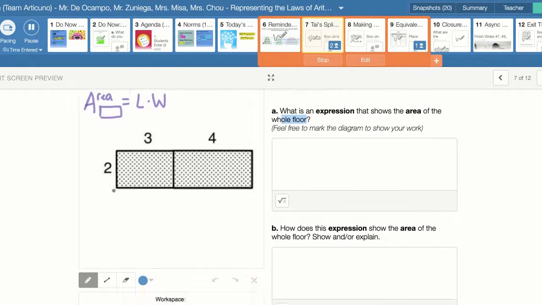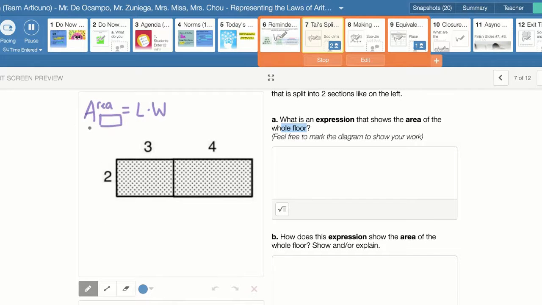So one way to write an expression is to say, hey, I'm gonna do 2 times 3 because here's my length and here's my width. Again, I'm using W for width and I'm using L for length. So let me take care of this rectangle first, this part right here. And now let me go ahead and use length times width. So the area of this part right here is 3 times 2.